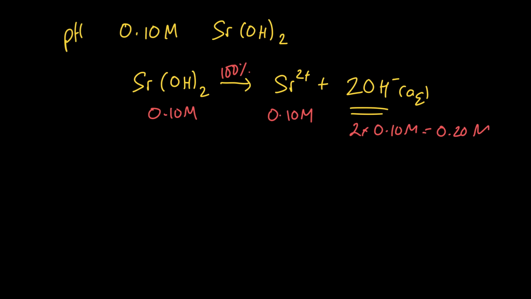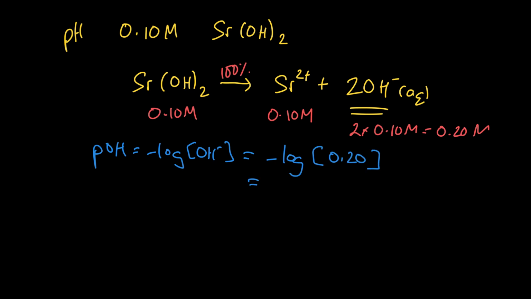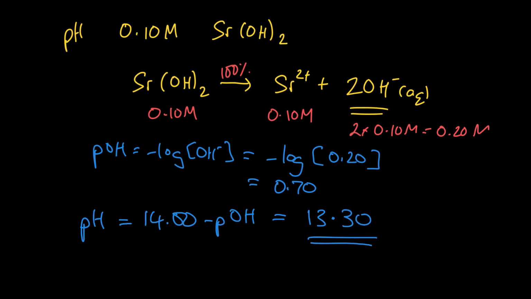So we can do the same thing. We can calculate the pOH, negative log of OH minus, but now because the strontium hydroxide gave us twice as many hydroxides as before, we now have a concentration that is 0.2 molar, and if we take the negative log of that, we get 0.70. Again, remembering that the number of significant figures here translates into the number of decimal places here. Of course, that's not the answer. The answer is the pH. And we remember that the pH and the pOH add to 14, so we have to subtract the pOH away from 14 to get the pH. And again, we can do this in our head. This is 13.30.